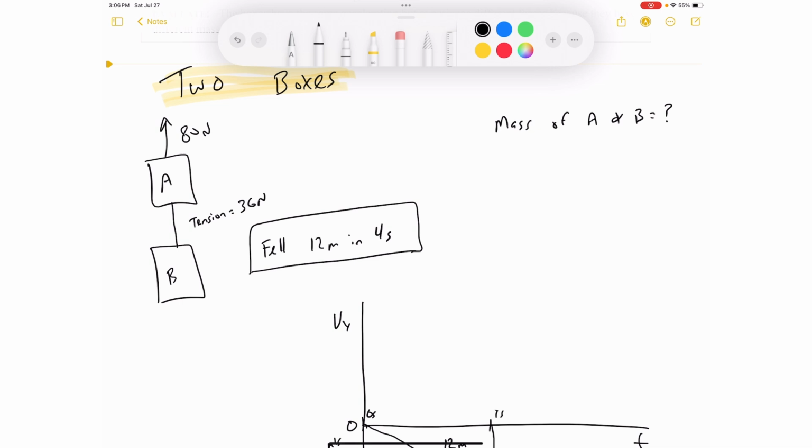And this thing is falling down. It fell down 12 meters from rest. From rest, it fell 12 meters in 4 seconds. And so what I'd like to know is what is the mass of A and B given those values.